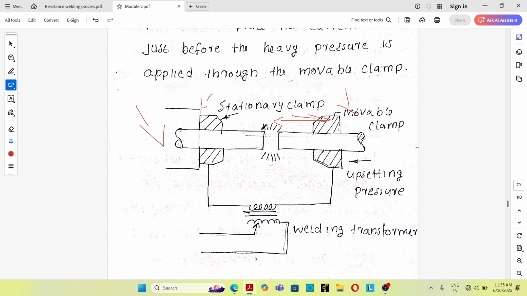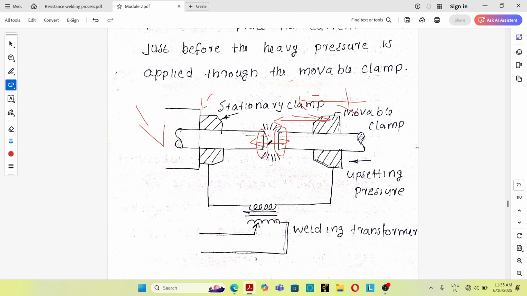And that flash will melt the end of the metal to be jointed and move it to a plastic state. After that, the current is cut off and the movable clamp suddenly moves towards the stationary workpiece, a high pressure is applied, and a metallurgical bond is created. So this is known as the flash butt welding process.